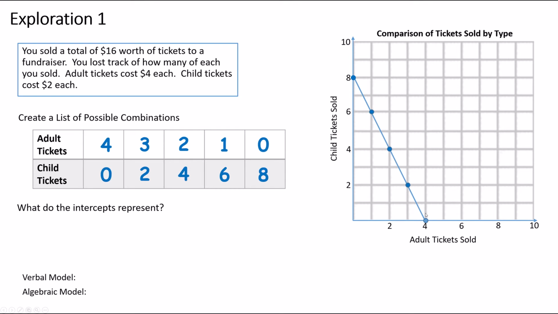If you think about this point right here, where you cross the x-axis, that's referred to as the x-intercept. Intercept just means where you encounter or cross paths with. If we think about this x-intercept in terms of the tickets, what does the point 40 mean in terms of the number of tickets we bought?